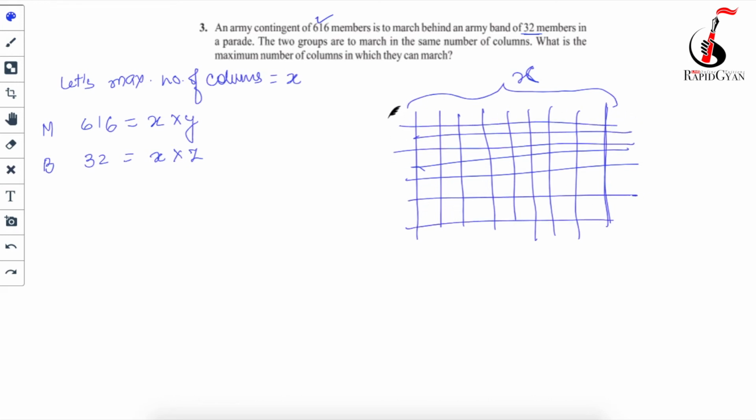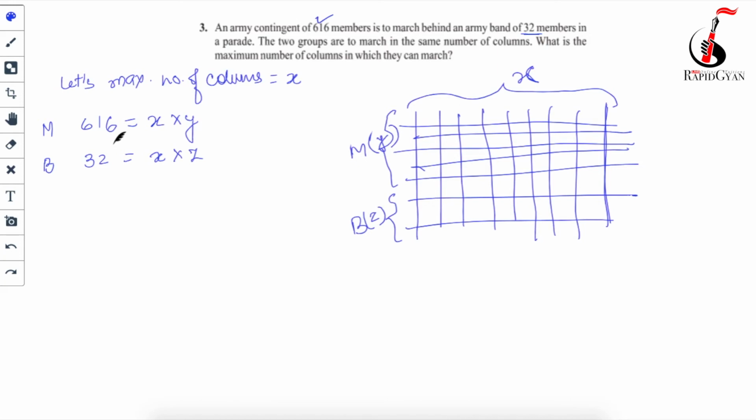In that, a few rows are for the members and a few rows are for the band members. This I have assumed as y, and this I have assumed as z. Correct? So in this way they will be marching. Looking at this, the factorization of 616 is x times y, and the factorization of 32 is x times z.